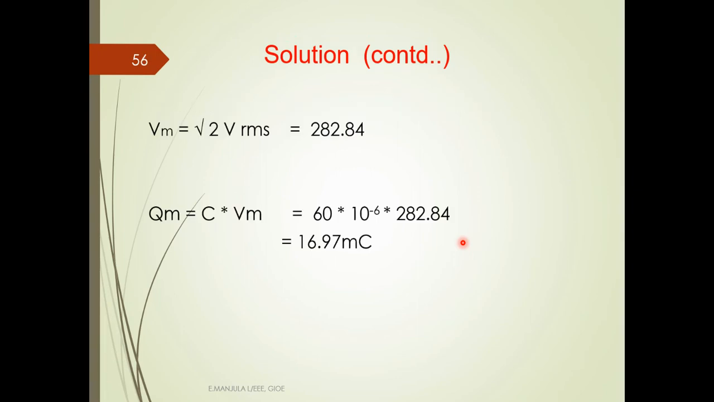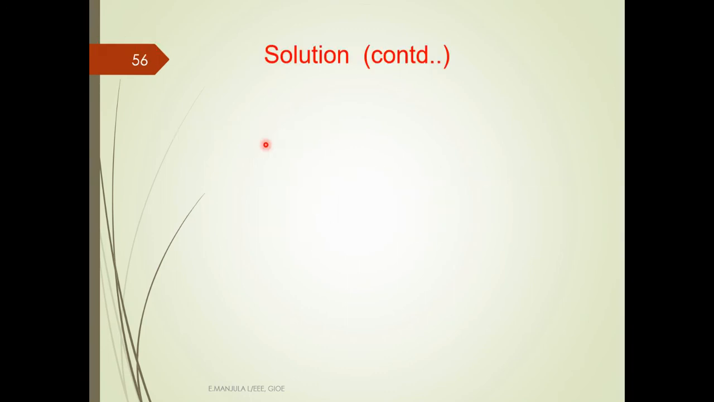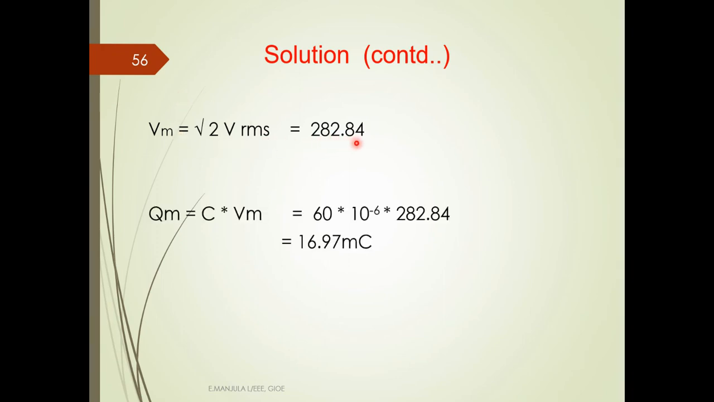We know that the maximum value, V maximum, is equal to root 2 into the RMS value. Here the RMS value is given as 200 volts. So root 2 into 200 is equal to 282.84 volts. And QM, the maximum charge, is equal to C into V maximum. C is 60 into 10 to the power of minus 6, and the maximum voltage is 282.84, which gives 16.97 millicoulombs. That is the maximum charge.